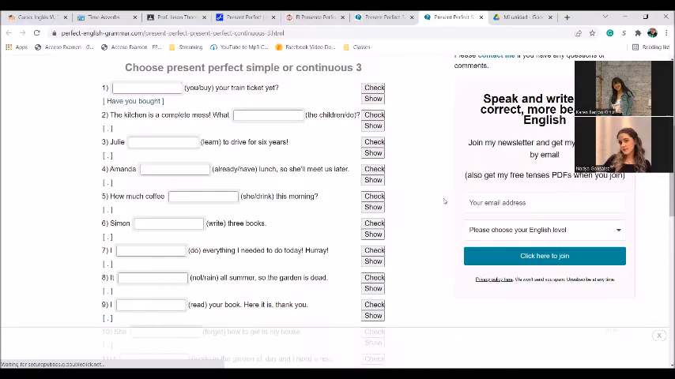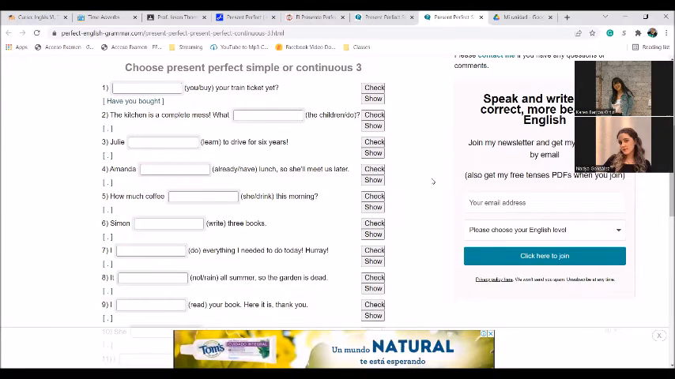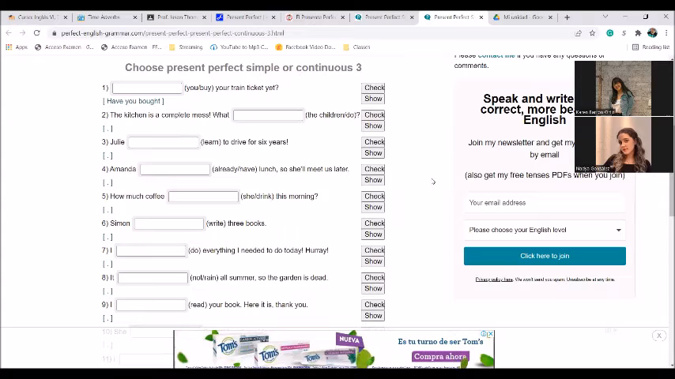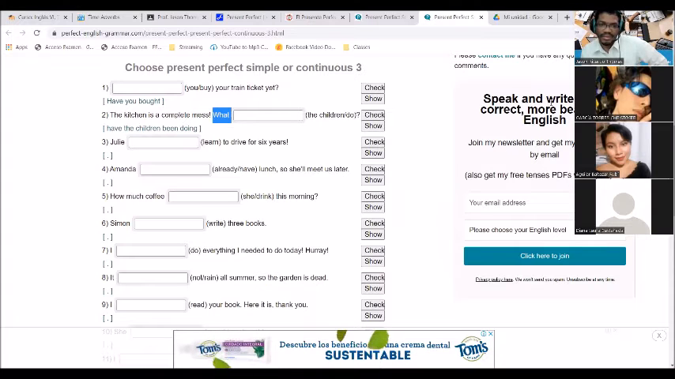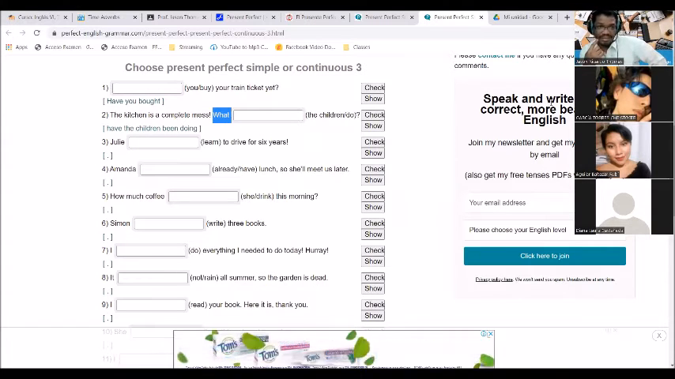What does the children? Again. Have the children been doing? Okay. One more time. What have? Start with your question word. What have the children been doing? The kitchen is a complete mess. What have the children been doing? Okay, good. All right.